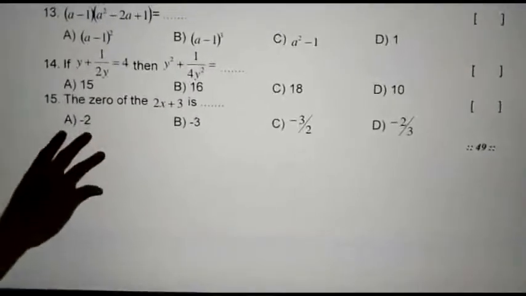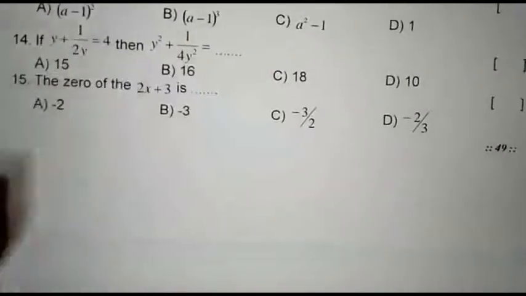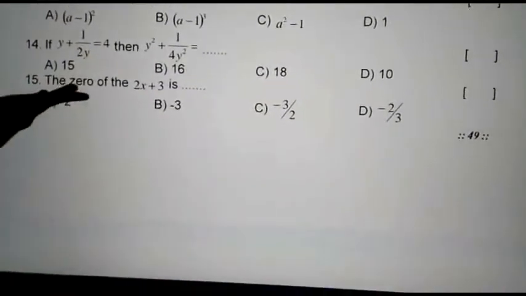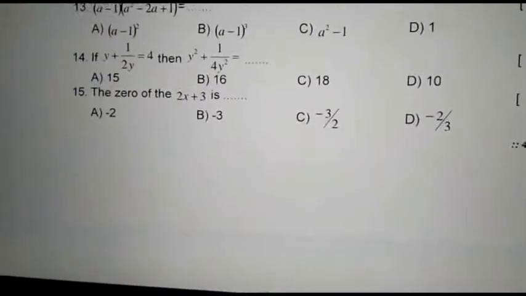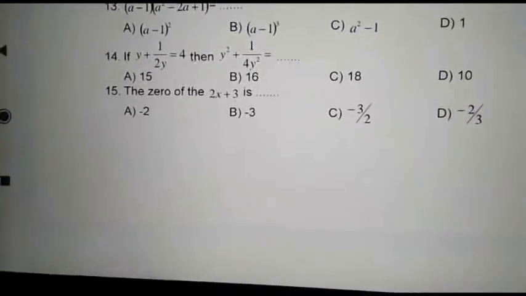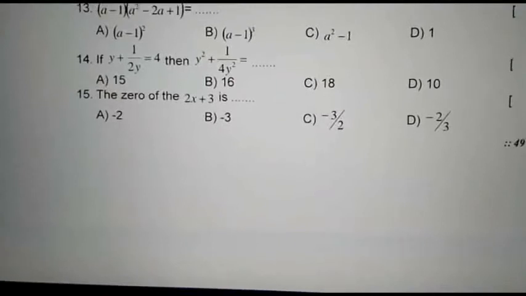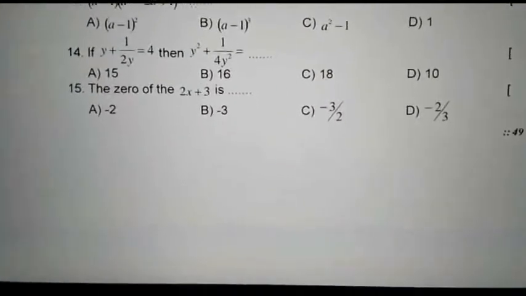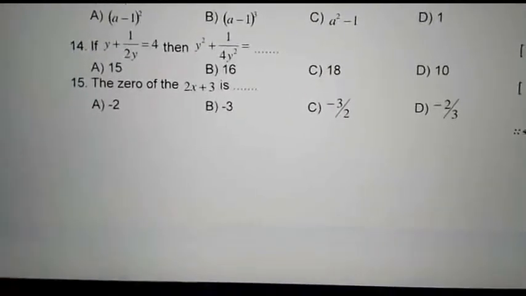What is the given question? The zero of 2x plus 3 is equal to 0. What is meant by zero? Zero is nothing but a solution to the equation. Zero, solution, and root are the same thing. We can call it zero, solution, or root.